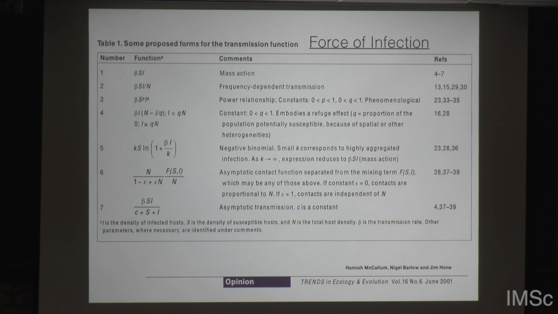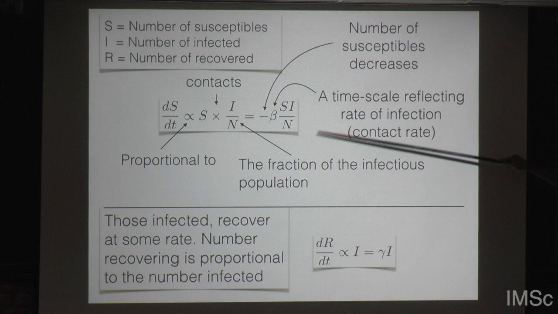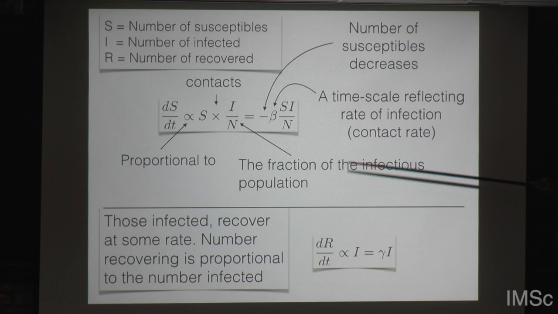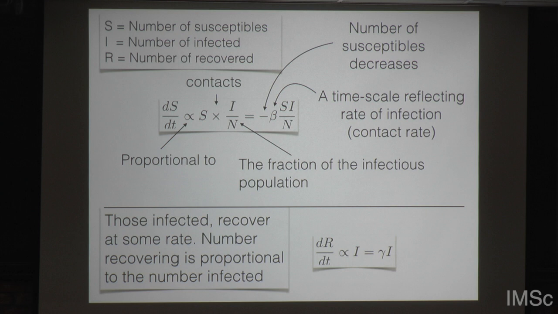All right. So we said dS by dt is minus beta S times I by N. This is frequency-dependent transmission, the final form that it takes. And look at this, the minus sign says the number of susceptibles decreases. Because S, I, and N are pure numbers, dS by dt has a dimension of 1 over time. Beta must have a dimension of 1 over time as well. So that's the dimension of the quantity beta. I by N, as I said, is the fraction of the infectious population.